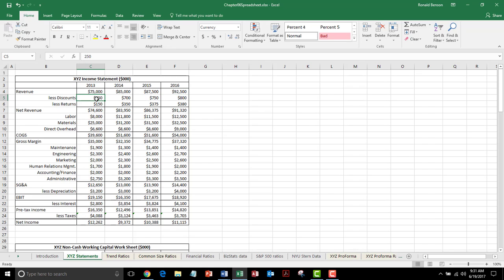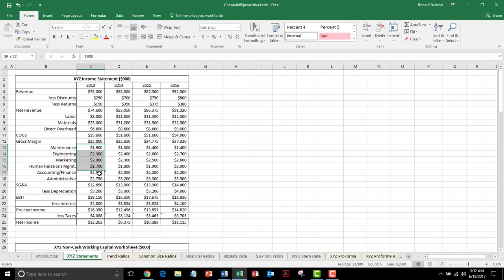We had discounts made to customers, which are listed here, and returns by customers, both small items but growing. So the net revenue is C4, the revenue, minus C5 minus C6, and so forth. I recorded them as positives, so we have to use negative signs in the equations. Next comes the direct cost: labor, materials, direct overhead. The cost of goods sold is the sum of those three. I use the sum function. And then down here for gross margin, C7, which is the net revenue minus the cost of goods sold. In this case, it's 35,000, or 35 million.